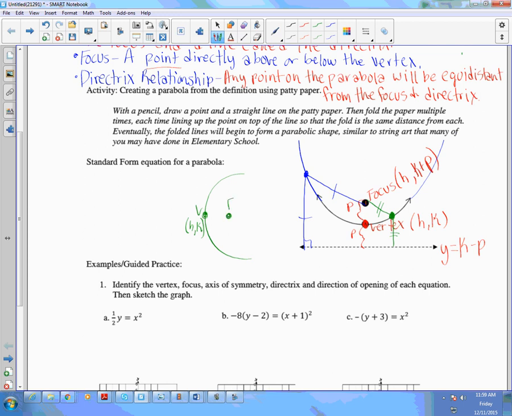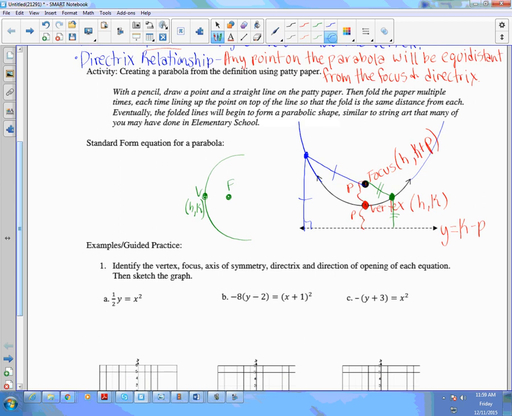The focus is where the microphone has to sit for the sound waves to come in and be collected. Now remember that the distance from the vertex to the focus, we call p. So the distance from the vertex to the focus is the exact same as the distance from the vertex to the line on the left side. The inside of this is our focus.